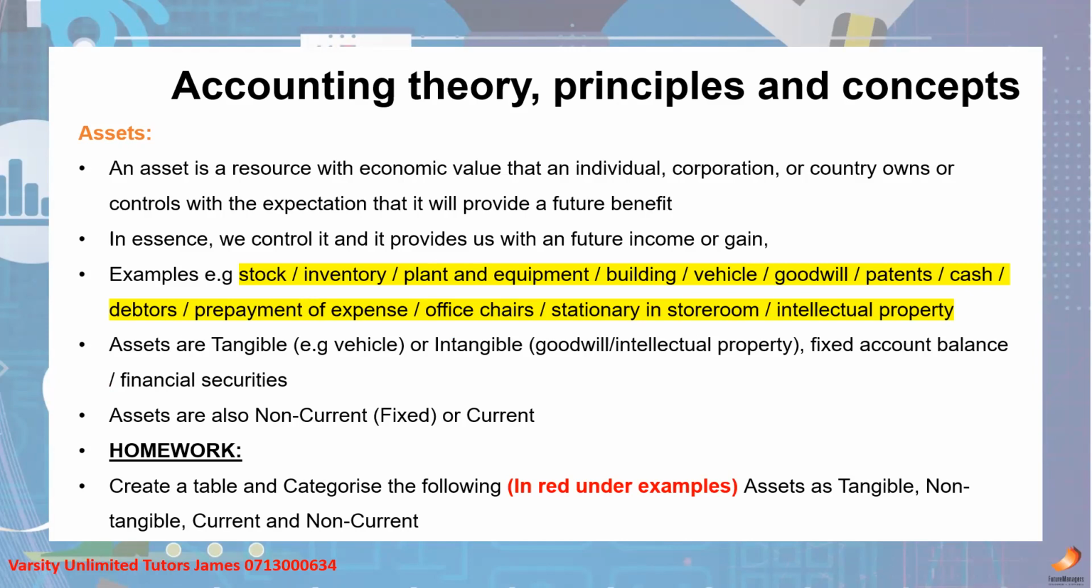So for example, let's say you are Takealot. You know Takealot, right? If you are Takealot and you have a delivery vehicle, we consider the delivery vehicle to be an asset. Why? Because the delivery vehicle will provide economic value to the business. It's going to deliver products to our customers, and these customers are going to pay us when we deliver these products. So that's an asset.